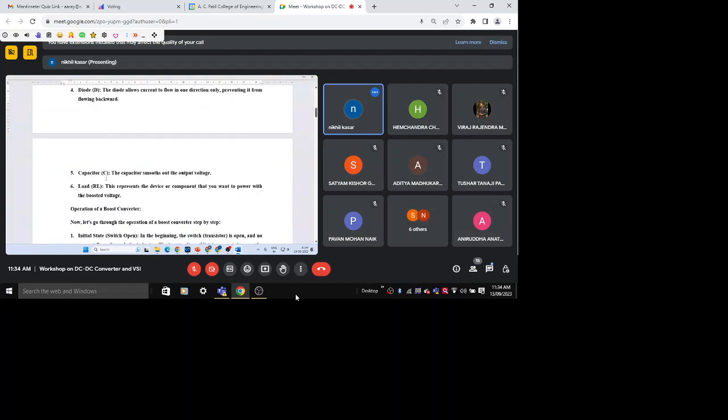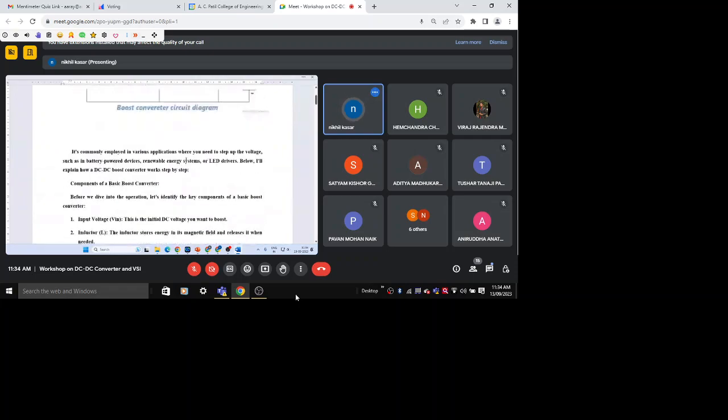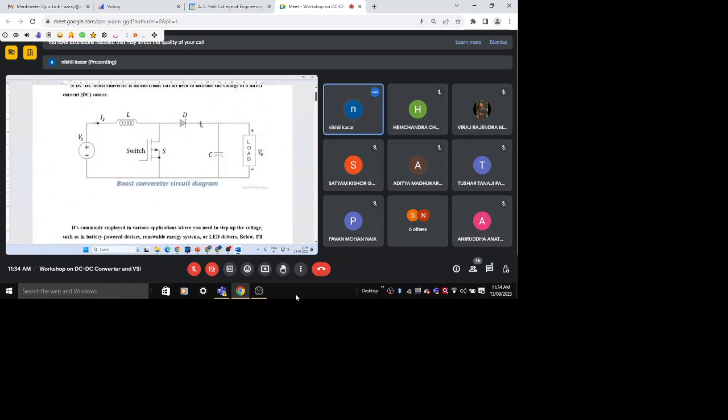Then we have the capacitor, which is connected in shunt fashion, as we have seen in this circuit diagram, and we can connect a resistive load towards load side, and across the load we are obtaining the output voltage. So I hope the connection and the circuit diagram components are clear with all the students who are present. Can I move forward?